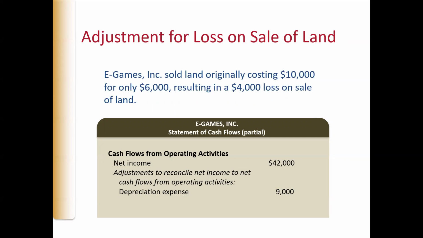When eGames sold land originally costing $10,000 for only $6,000, it shows a $4,000 loss. That $4,000 loss has reduced our net income. That's why we want to add it back, because that is an investing activity and we want our net income to only be related to operating activities.